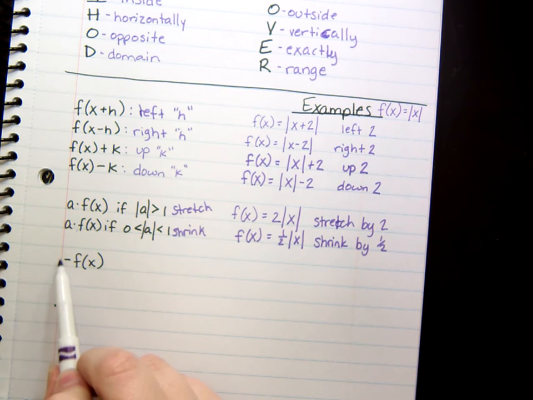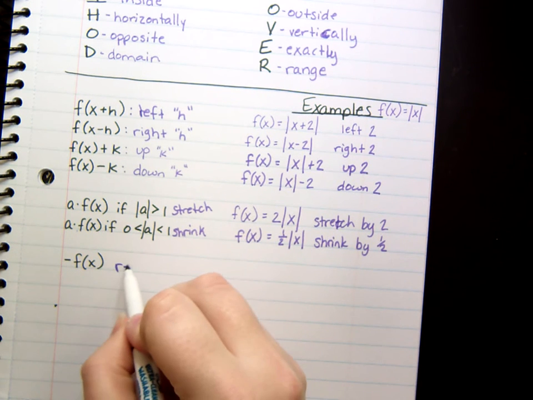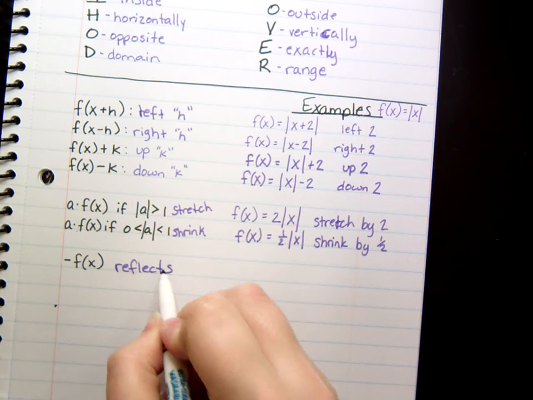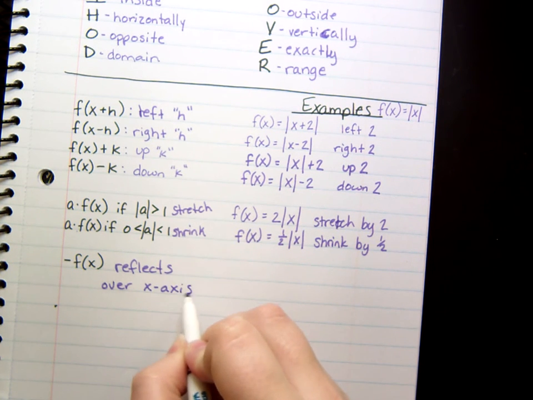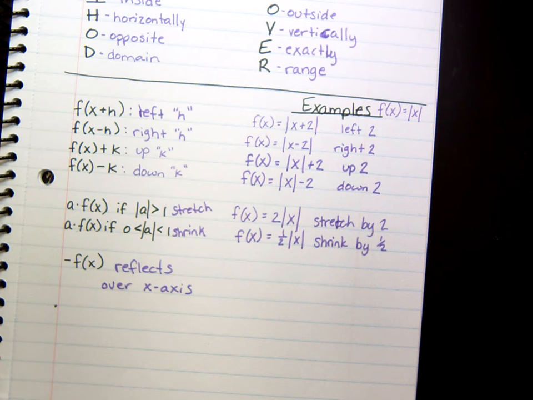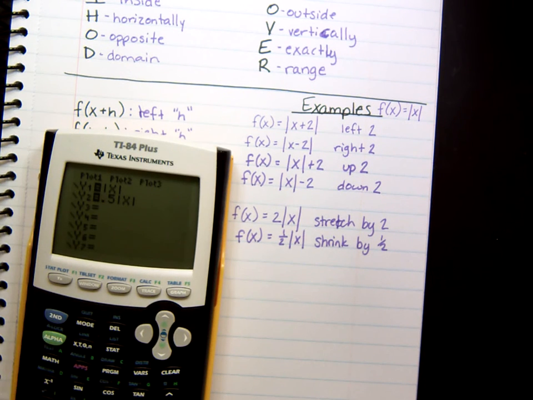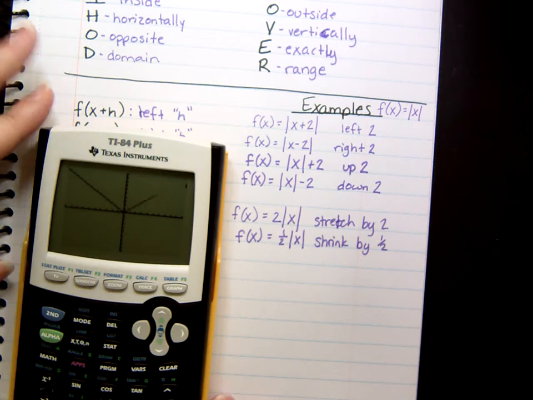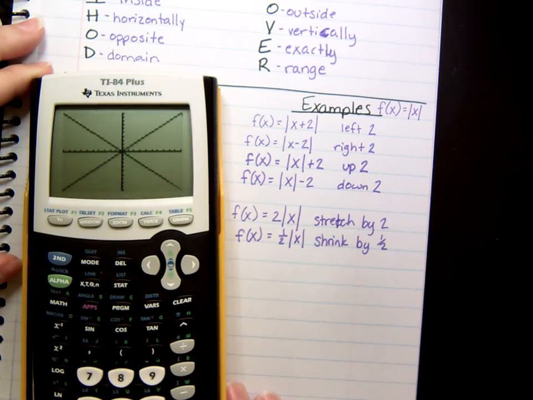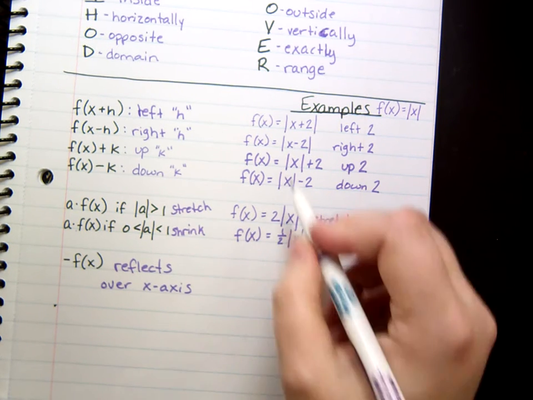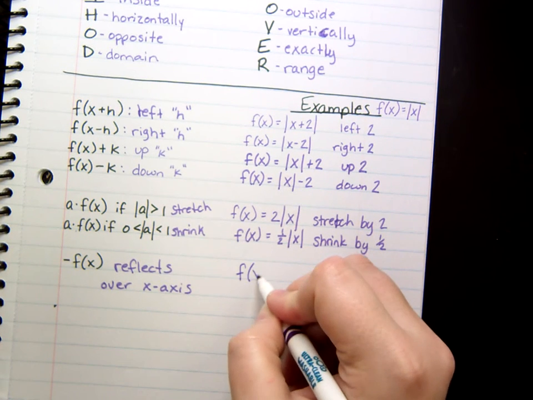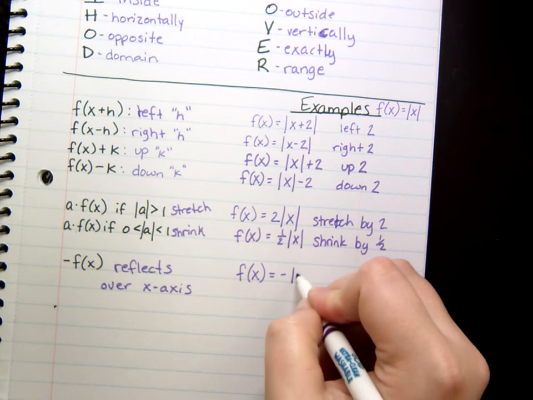Now, a negative is a reflection over the x-axis. It flips it upside down. So there we go. So there's the original, and there's the reflection. It flips it upside down. So an absolute value graph might do something like this.